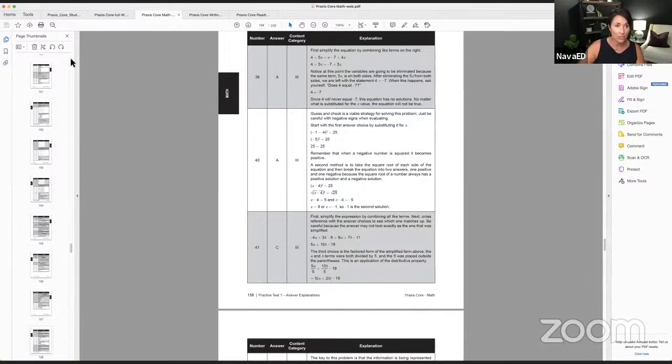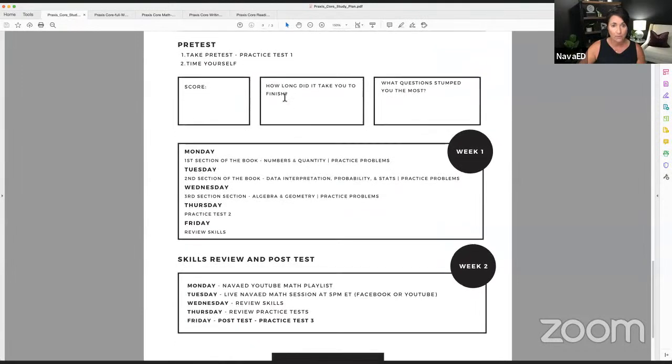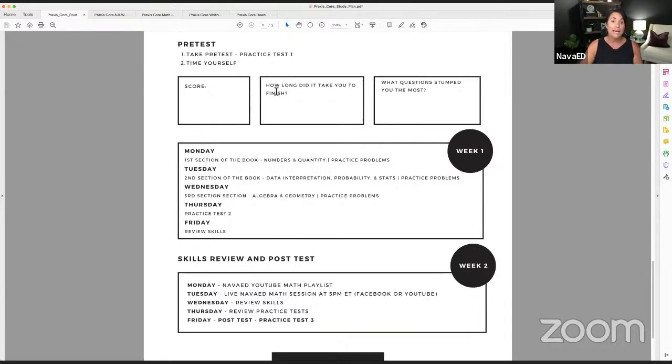And then what you would do is, and let me go into my study companion or my study guide here or plan, score it. Time yourself when you take the test. Don't set it for any particular time. Just see how long it takes you to get through it. It could take a while, especially if you haven't done this math in a while. All right. So how long did it take you to finish? And then decide what questions stumped you the most.